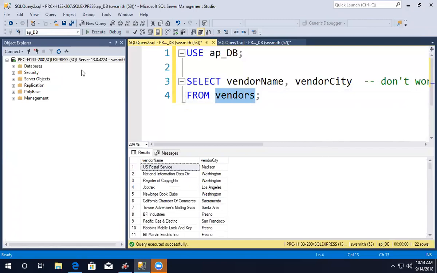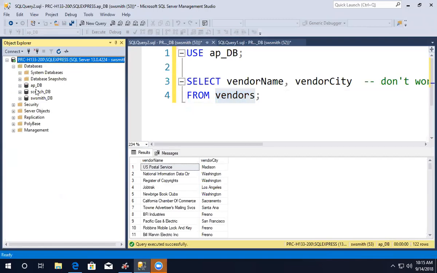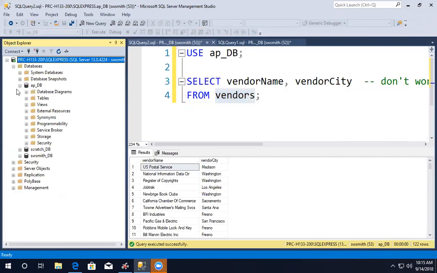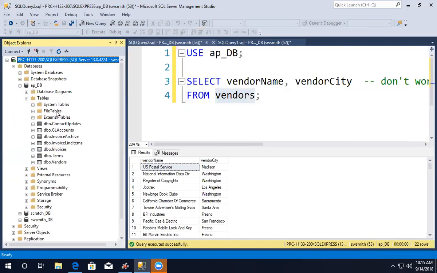I can go over to my graphical user interface. This class is not about the graphical user interface, but if I were to go over here, drop down databases, I have AP_DB. If I looked at the tables, I will see all of the tables that are there. And I can see a lot of other stuff besides that. For example, I can look at the data that are in the tables from the graphical user interface. We will be using it from time to time just to reinforce what we learn in SQL.